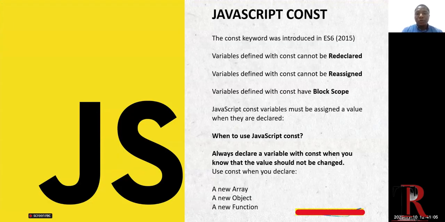When to use JavaScript const: always declare a variable with const when you know that the value should not be changed. So when you know that the value of what you are trying to do will not be changed, then it is always recommended to use const. Use const when you declare a new array, maybe multiple items that are grouped together, new objects, where maybe you declare an object of a person that contains their age, their username, password, and stuff like that, or a new function, a JavaScript function. So these are when you should use const.